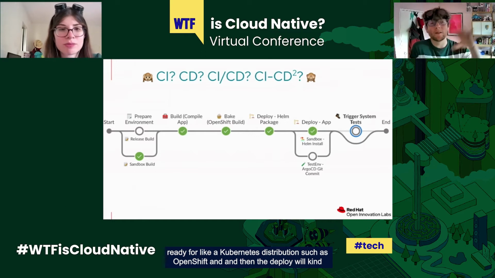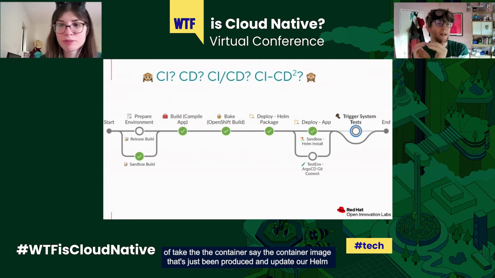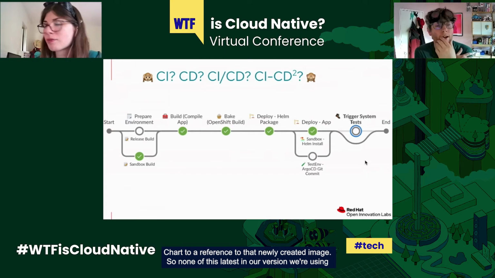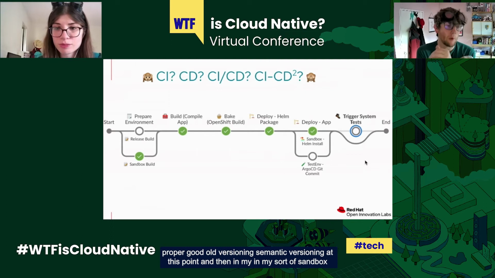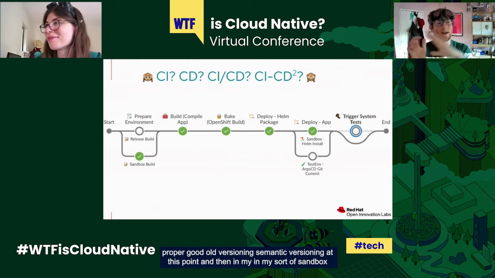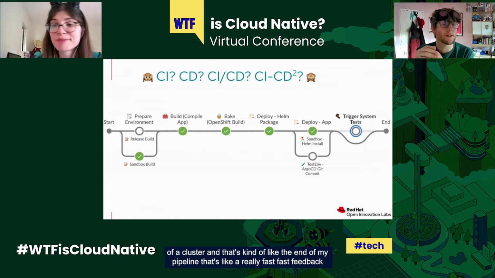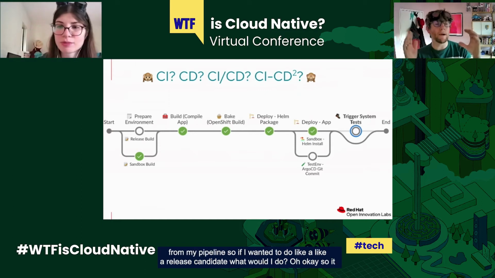And then the deploy will take the container image that's just been produced and update our Helm chart to a reference to that newly created image. So none of this latest in our version. We're using proper good old semantic versioning at this point. And then in my sandbox, doing my feature branch development, this will run a deploy, which is just a Helm install inside of a cluster. And that's the end of my pipeline. That's really fast feedback for my pipeline.